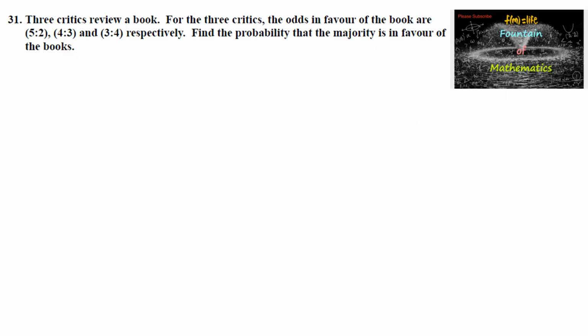Three critics review a book. For the three critics, the odds in favor of the book are 5 is to 2, 4 is to 3 and 3 is to 4 respectively. Find the probability that the majority is in favor of the books. Let the three critics be A, B and C.